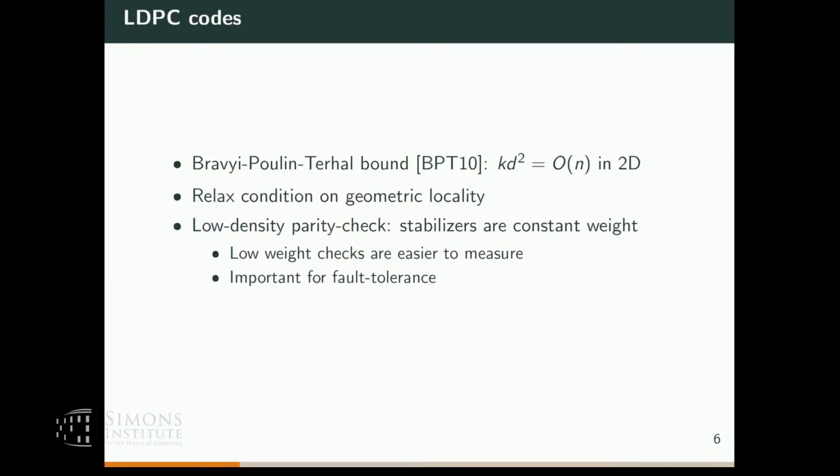So then we might want to relax the condition on geometric locality, and that allows us to define the larger class of quantum LDPC codes, low-density parity-check codes, where now we only require the stabilizers to be constant weight, and that's advantageous because the low-weight checks are going to be easier to measure than a very high-weight check. And it's also important for fault tolerance because you don't want one error to spread to many other errors that are involved in that same check, which could happen when you're measuring the stabilizers.